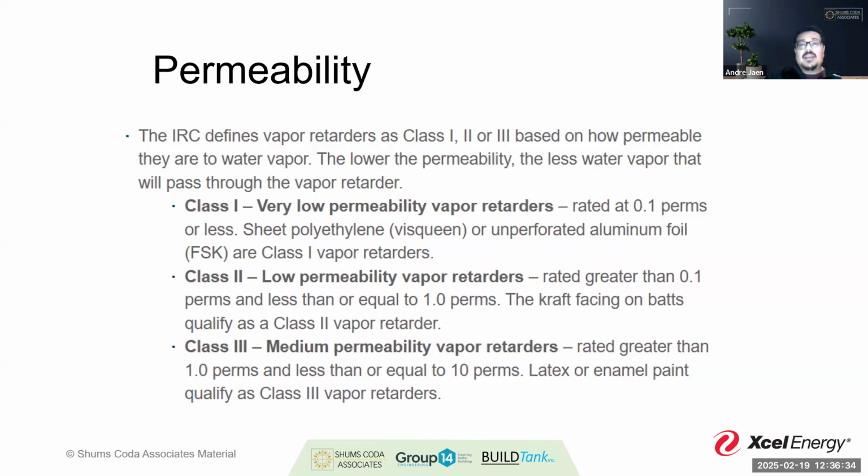And then class one is 0.0121. So it's that intermediary category there. That can be things like kraft facing on batts, right? And then we get to our medium permeability vapor retarders, and that can be 1 to 10 perms. That can be things like our latex paint and things like that.